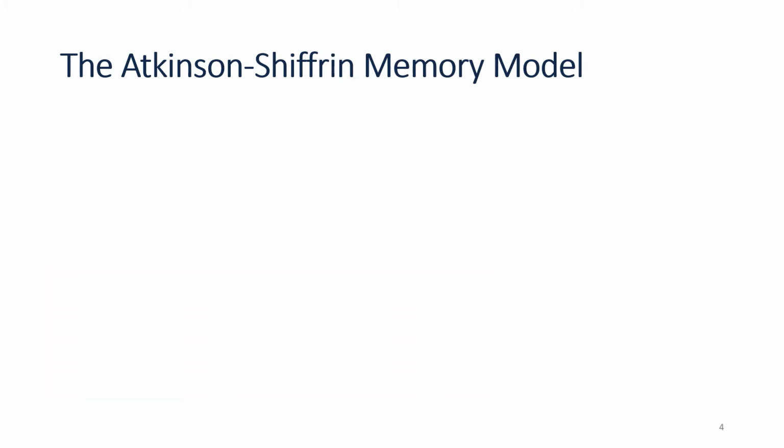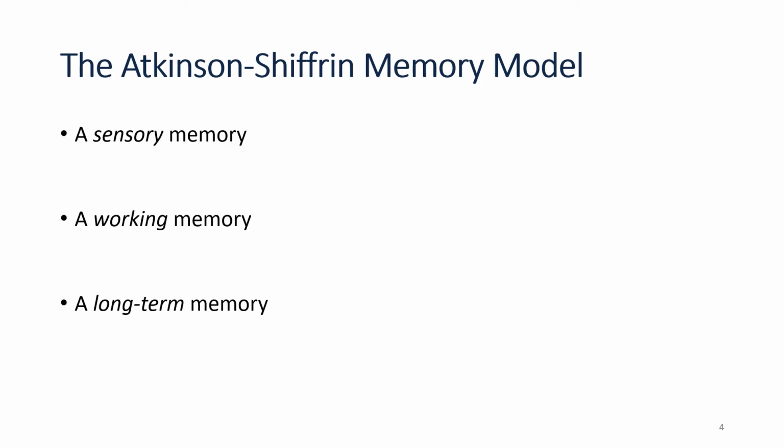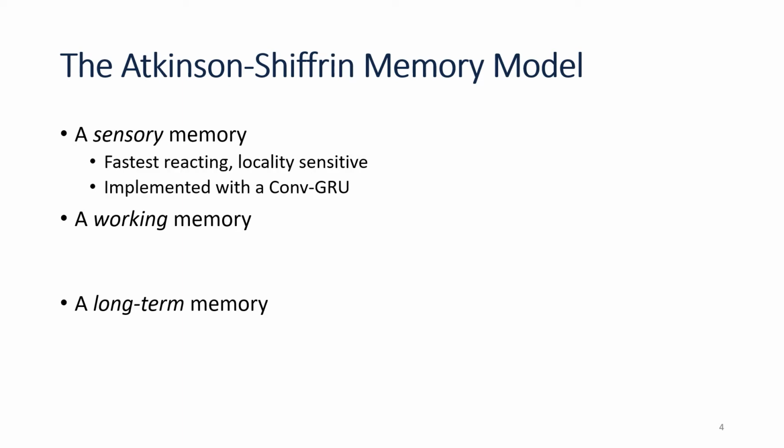To solve these problems, we take inspiration from the human memory. The Atkinson-Shiffrin memory model theorized that the human memory is made up of three components: a sensory memory, a working memory, and a long-term memory. Our model implements these three types of feature memory instead of using just one. The sensory memory is the fastest reacting. It is also locality sensitive, which means it gives positional prior to our model. It is implemented with the conv GRU.